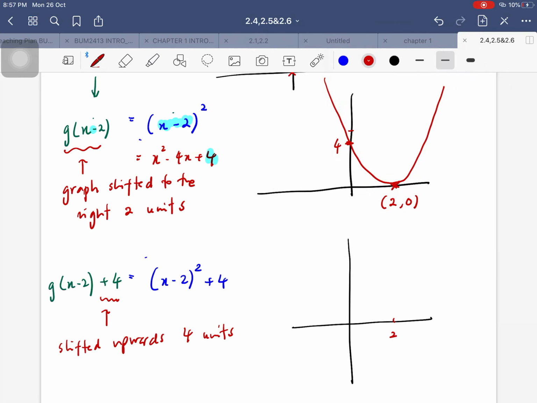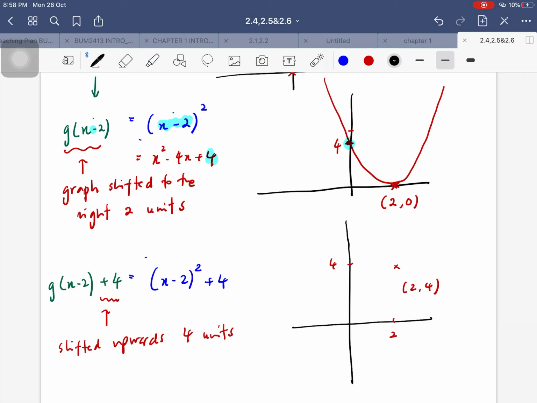So what is going to be my new minimum point? It's still going to be at a coordinate of 2. Okay, but instead of 2, 0, the new point will be at 2, 4. Okay, so that is going to be my new minimum point. So let's put over here, it's going to be 2, 4.